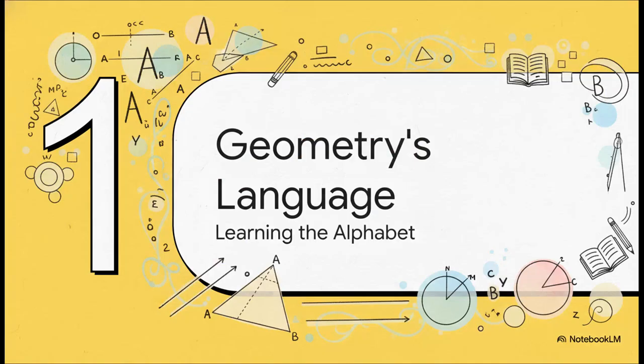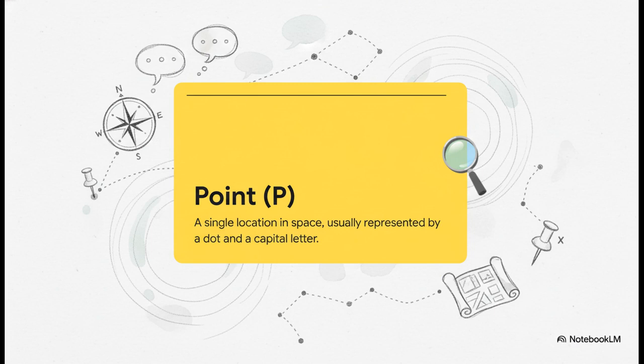Okay, so first things first, every language needs an alphabet, right? Well, geometry is no different. We're going to start with the absolute basics, the letters that form the foundation for everything else we're about to build. And it all starts right here, with a point. Seriously, it's that simple. Just think of it like a single, exact location in space. It has no size, no real dimension. It's just a spot, kind of like putting a pin on a map. And we usually just label it with a capital letter, like point P.